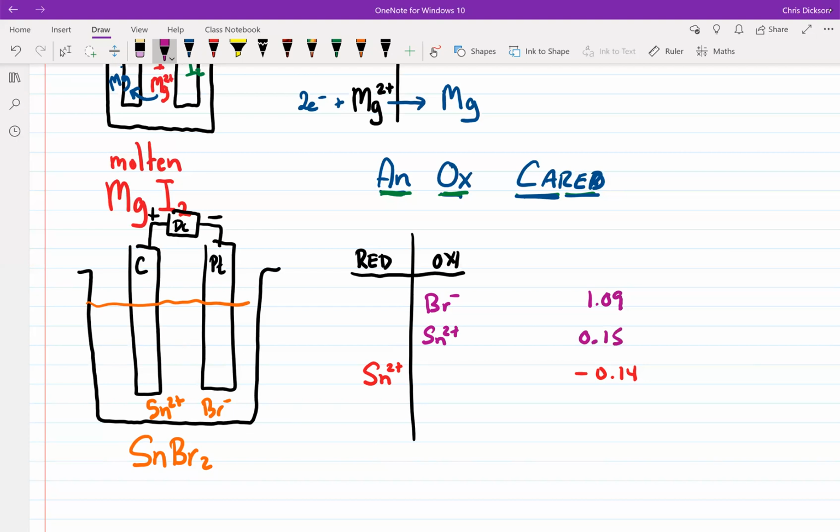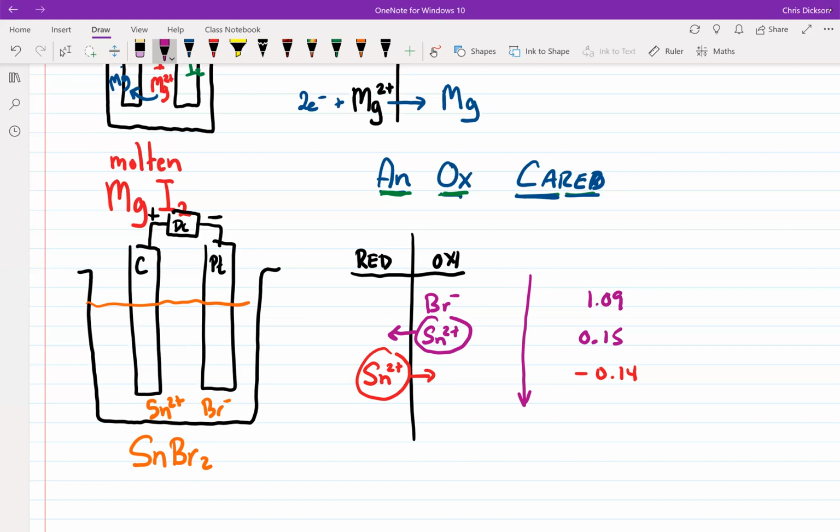Okay. Alrighty, so now we got to do some thinking here. So on the left-hand side, the only thing that can get reduced is the tin 2 plus. So that's kind of what has to get reduced there. And then on the oxidizing side of things, you've got bromide and tin 2 plus. But the thing that's the stronger of the two is the one that's lower down. So that would be the tin 2 plus. So the tin 2 plus must also get oxidized here. So here we have a species that can get reduced and oxidized, and does actually in this question.